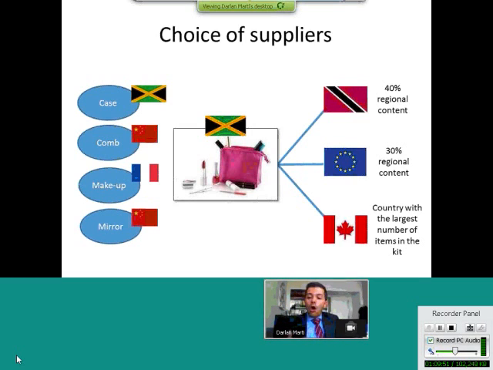So the origin of the good might be affected by the choice of suppliers, and he might need to change or adjust his suppliers in order to benefit from the two agreements simultaneously. Now, that of course will imply choices on the part of that producer to see whether they make business sense for him or not.